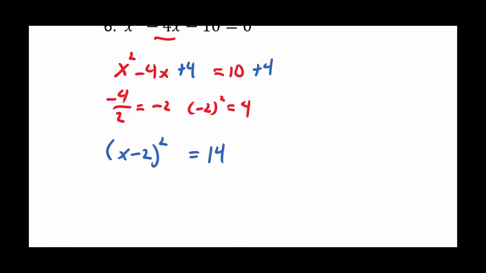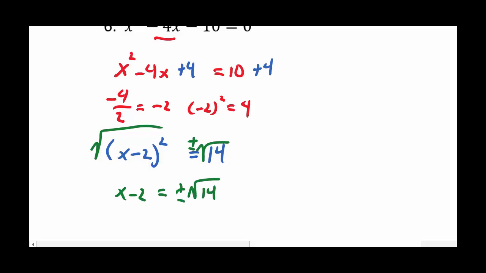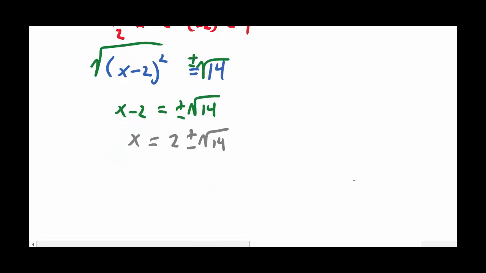Well, at this point, we can do that square root process that we just practiced on number 5. So I'm going to take the square root of both sides, get plus or minus. So I get x minus 2 equals plus or minus the square root of 14. And then I will add 2. So x equals 2 plus or minus the square root of 14. And as it turns out, that actually is done at that point. We can't simplify the square root of 14. So that's actually a perfectly fine answer.